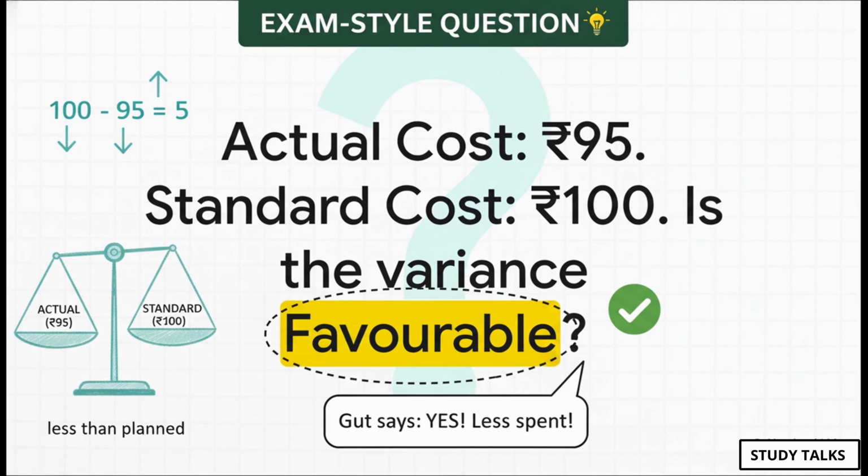Okay, let me hit you with a quick exam-style question right off the bat. Imagine you see this in your paper. Your actual cost came in at 95 rupees. The standard cost, what you had planned for, was 100. So is this variance favorable? Think about it for a second.